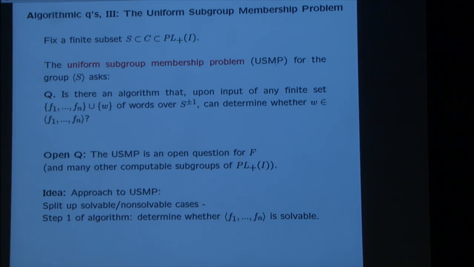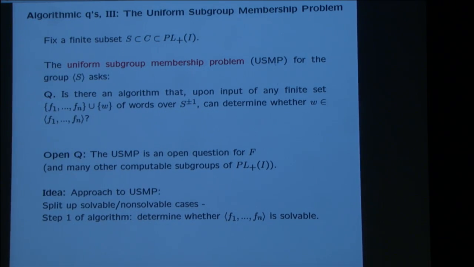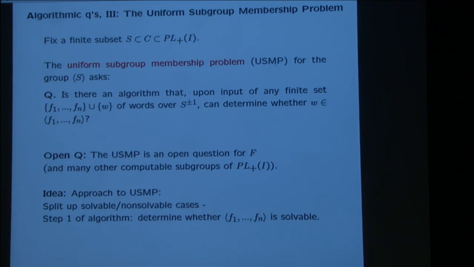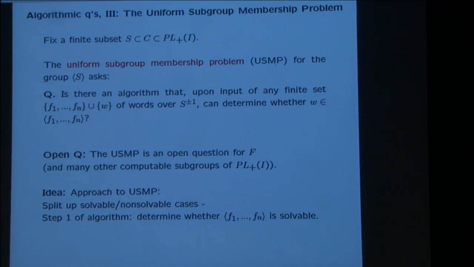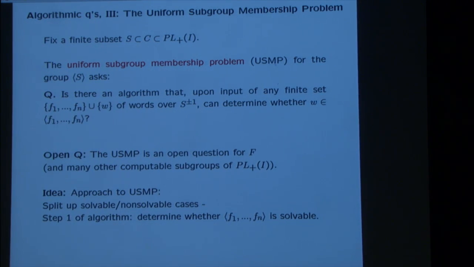So this is the uniform subgroup membership problem. Before, the old subgroup membership problem was for a fixed subgroup. I was just going to put in words, say, are you in that group? This time I'm going to throw in a finite set of words and one more, and say, is that one more in the subgroup generated by the finite set? So I'm inputting both the subgroup and the word and saying, what happens? Okay, so this is completely unknown for Thompson's group and basically just about any other computable subgroup of PL plus I you could think of.